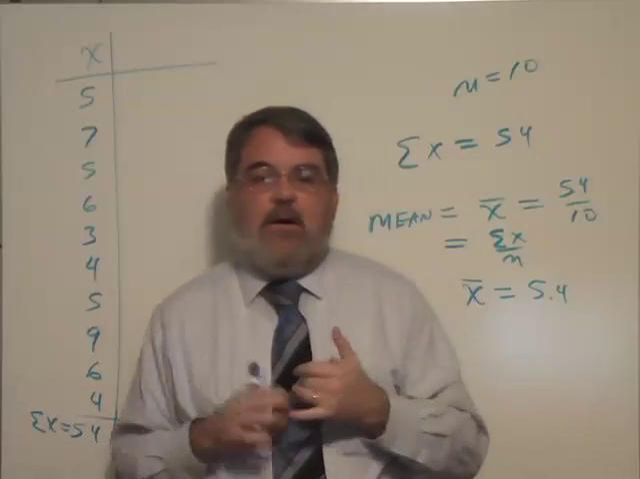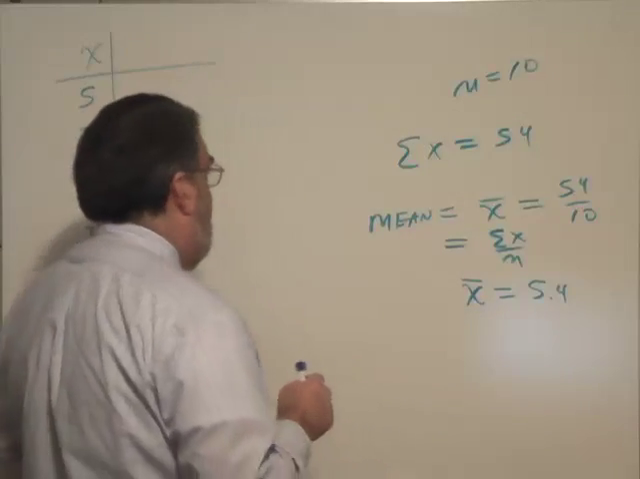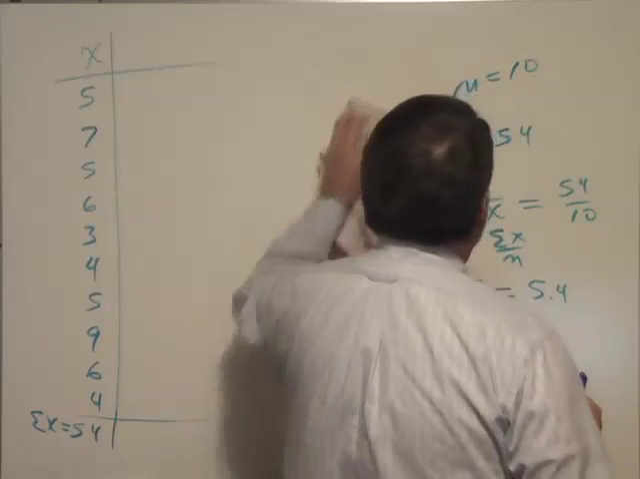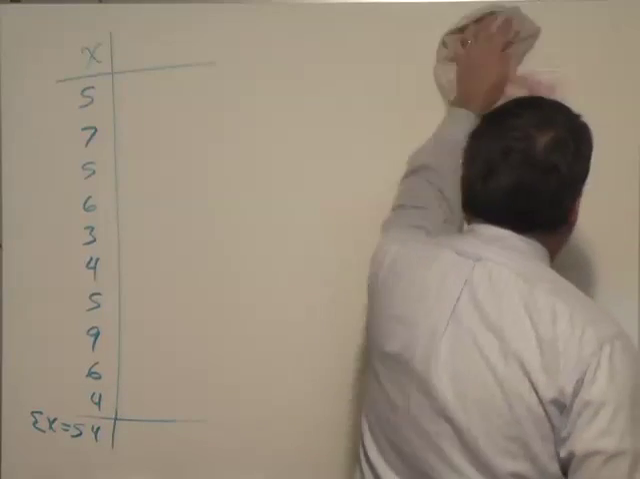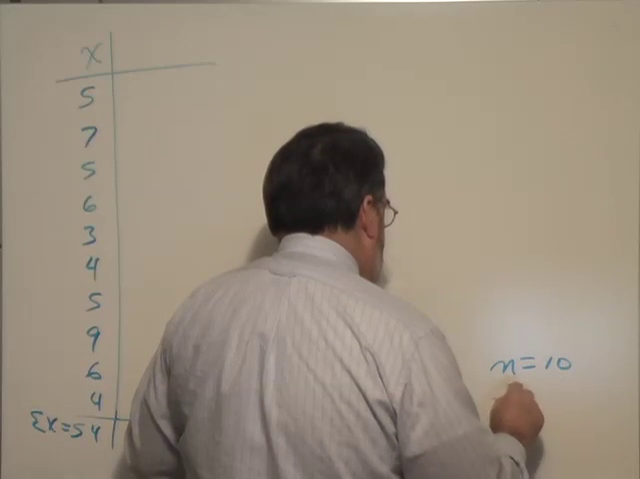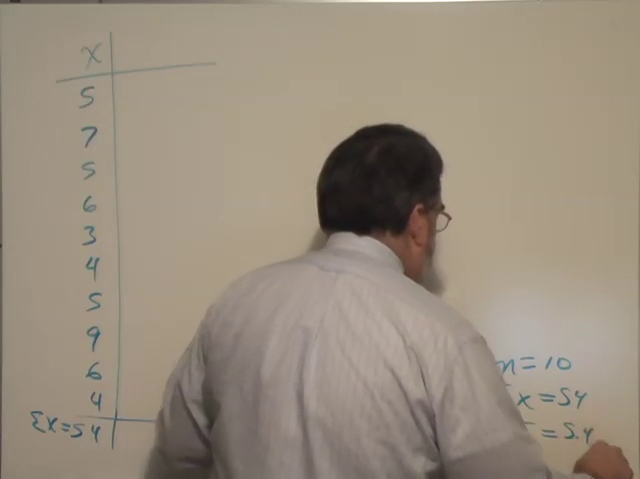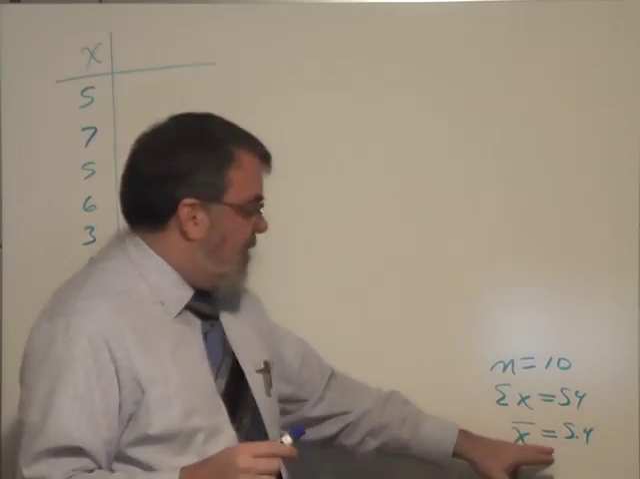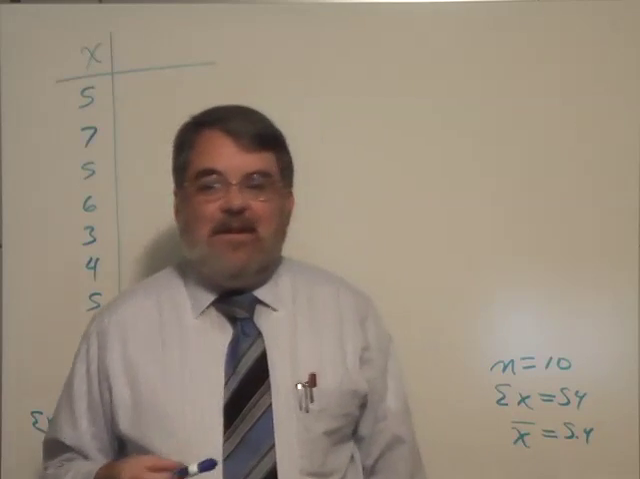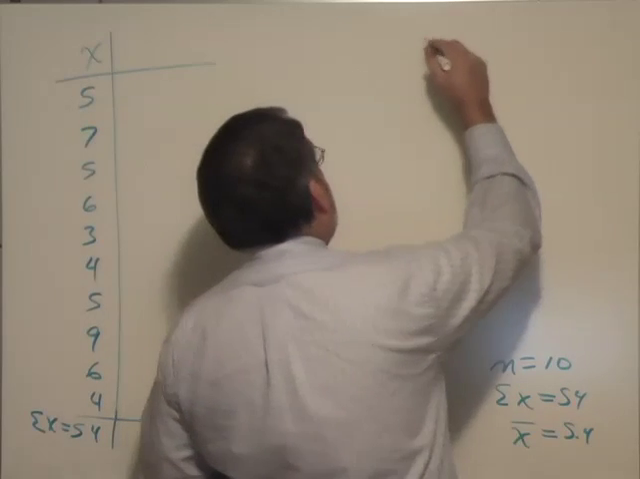Now, using the same data, I want to talk about a measure of dispersion. So let me do just a little bit of erasing here. Our n was 10. Sigma x was 54, and x bar was 5.4. In a little while, I'll talk about x bar and other letters that we use. But the next issue is called the measure of dispersion.